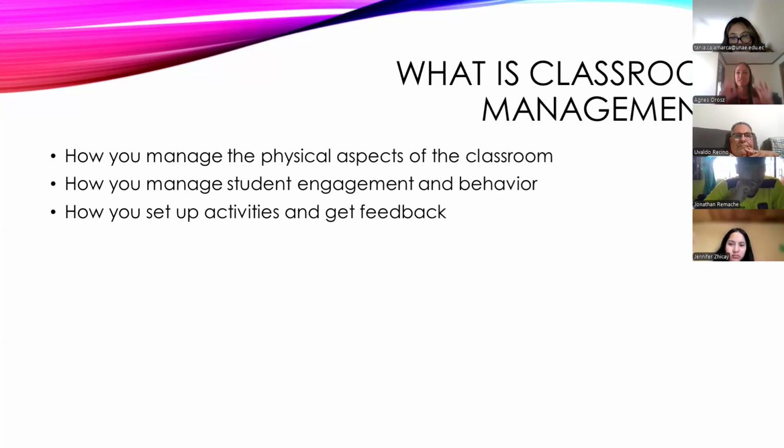The first one is the physical aspect, right? The physical aspects of the classroom. All of the physical things that happen, tables, chairs, projectors, all of that. The second one is student engagement and behavior, right? So are your students engaged? Are they behaving correctly? And then the third big one is how you set up activities, so instructions, and how you get feedback, how you lead activities, right?